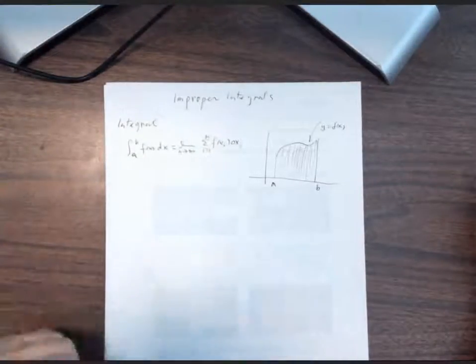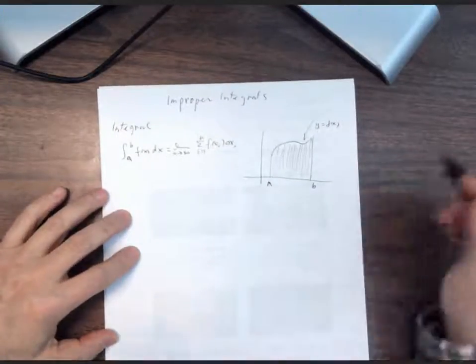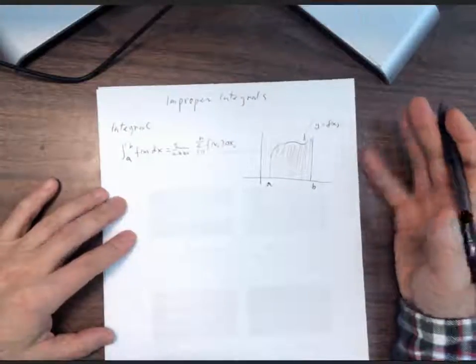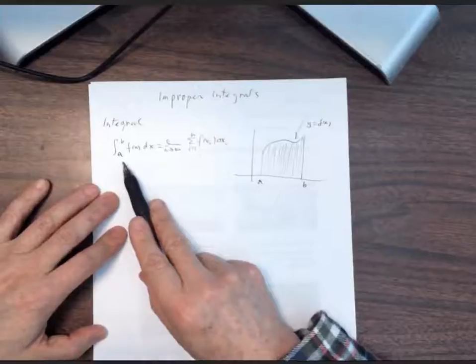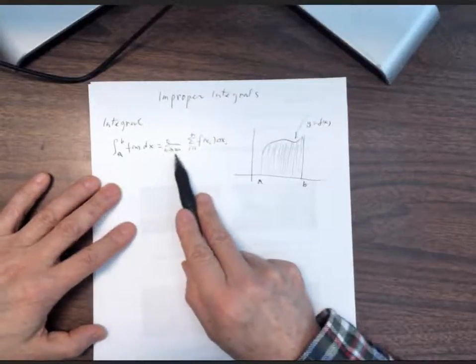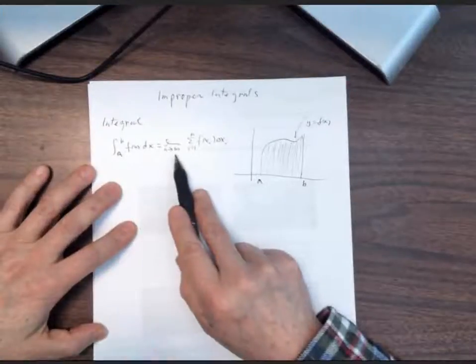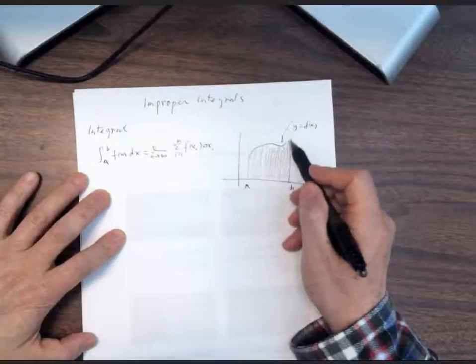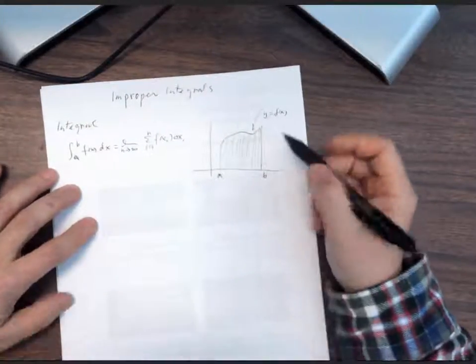In this video, we investigate what's called improper integrals. Let's recall the definite integral we introduced before. The definition of a definite integral is a limit of a sum called a Riemann sum. For example, if we have the graph of f of x, it's a quick review shown here.